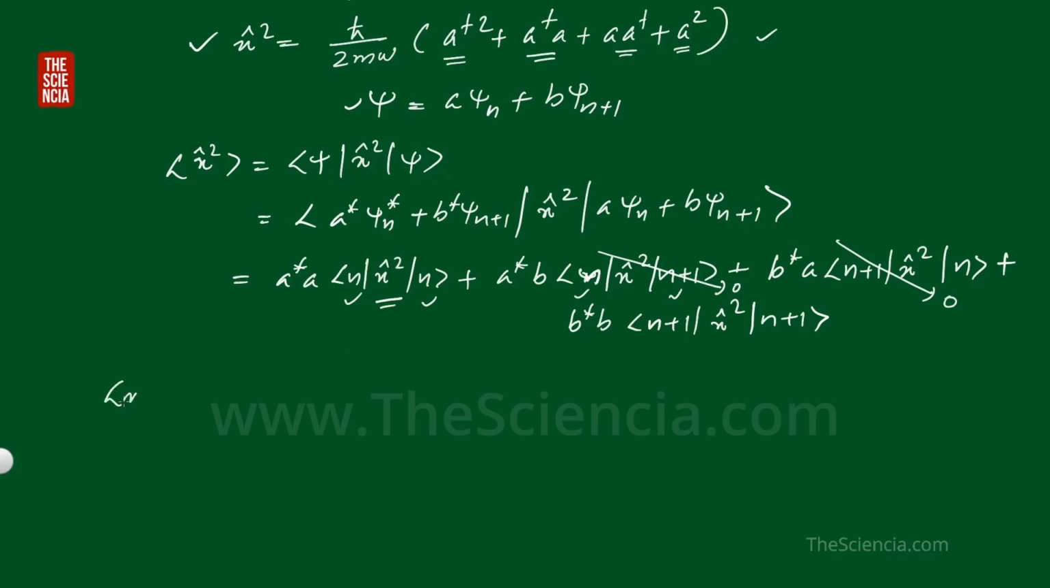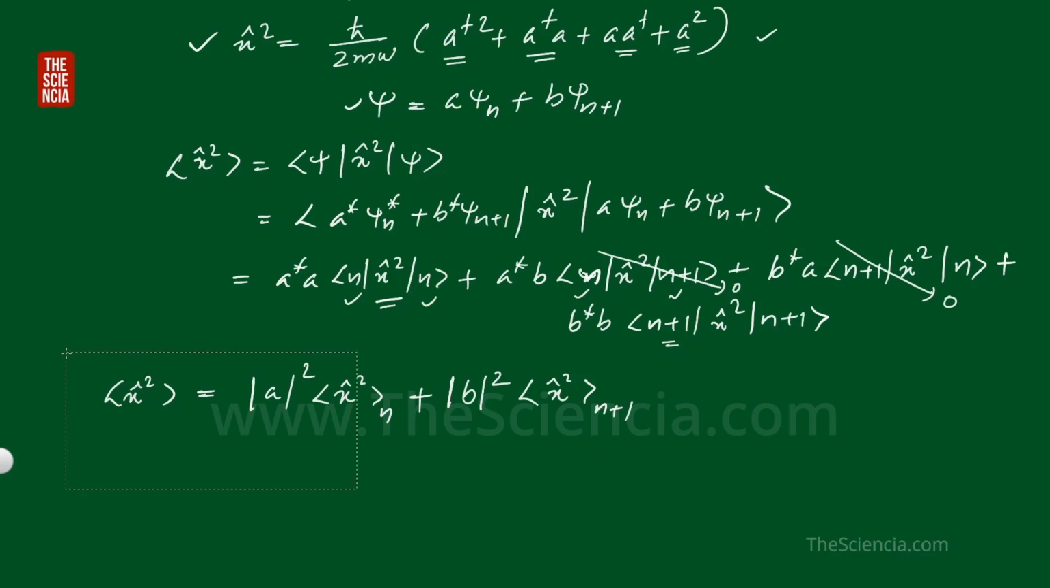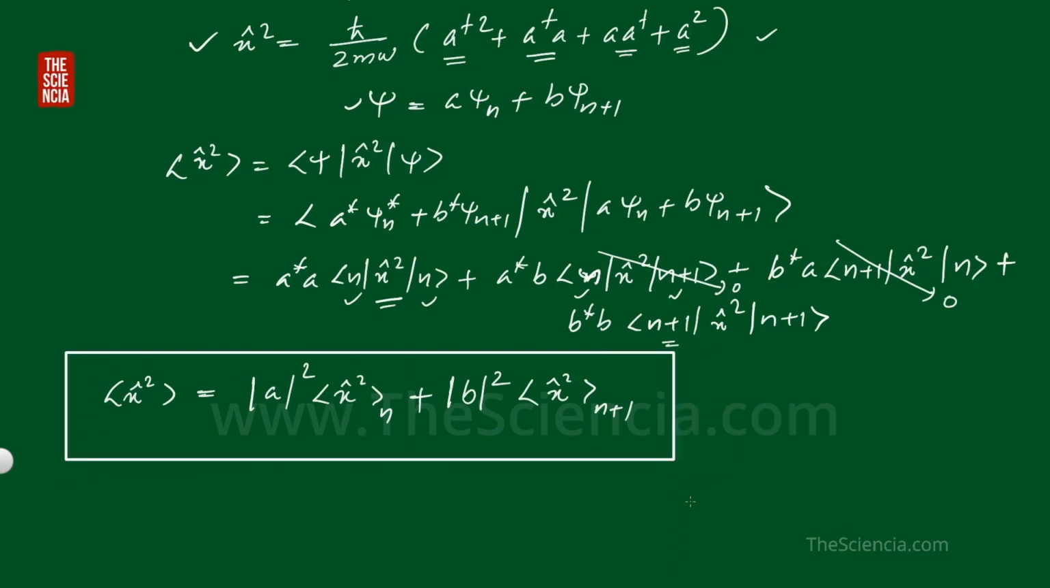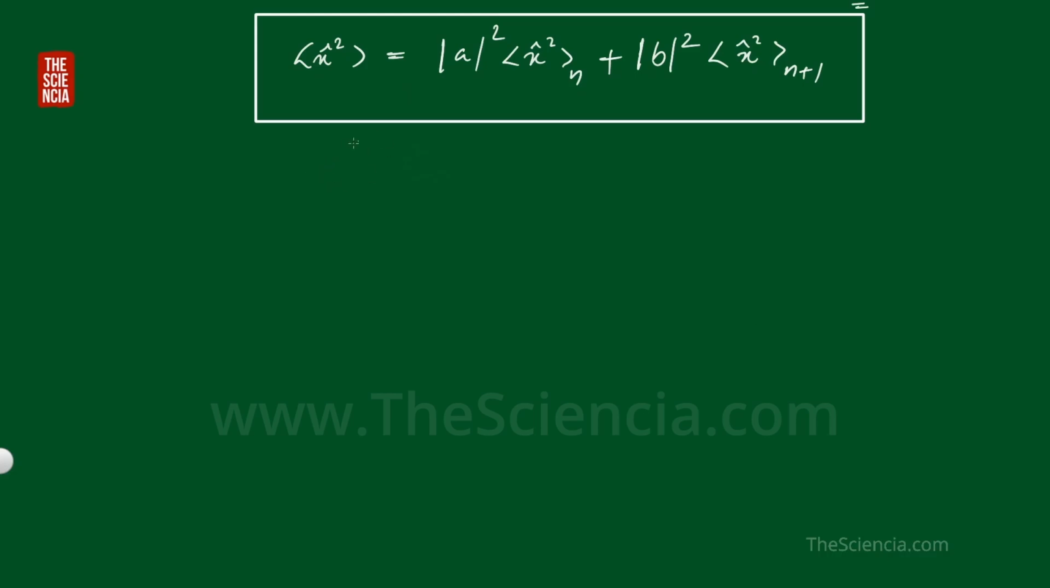So we got the expectation value of x square is equal to mod a square times the expectation value of x square in the state n, plus mod b square times the expectation value of x square in the state n plus 1. And if you try to evaluate the time evolution, that is x cap square at time t, then also you will get the same answer.